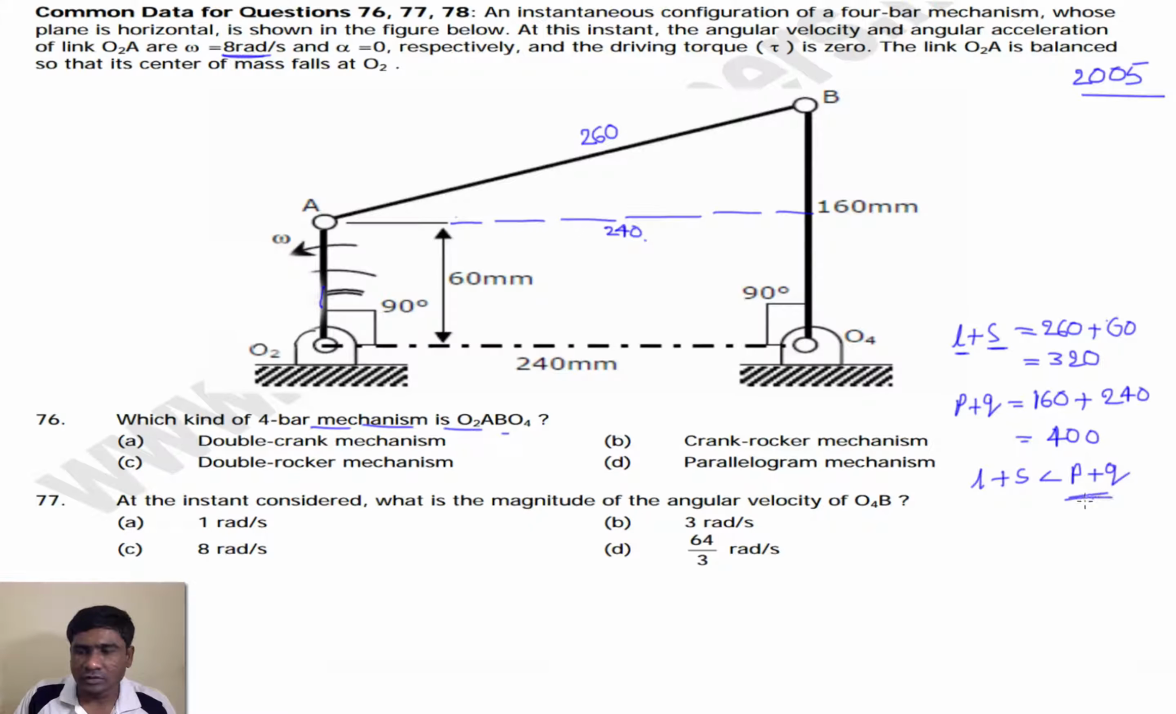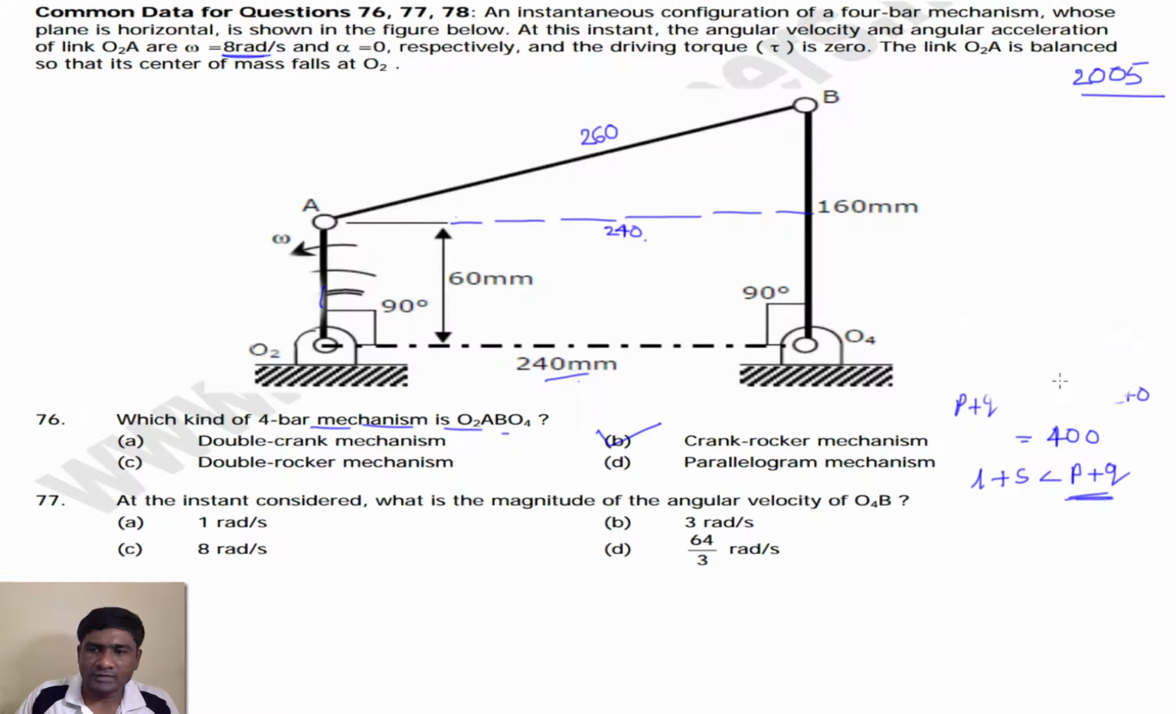So this is a class 1 mechanism, and within that we need to see which link is fixed. If the shortest link is fixed, then it will give double crank rotation. That means input as well as output will make 360 degrees. But here the side adjacent to the smallest link is fixed, that is the 240 link is fixed. That means it gives a crank and rocker mechanism. So here crank and rocker mechanism. The answer is B.